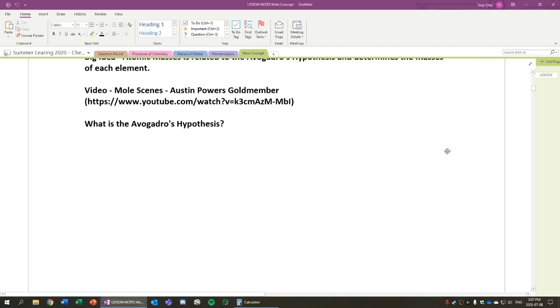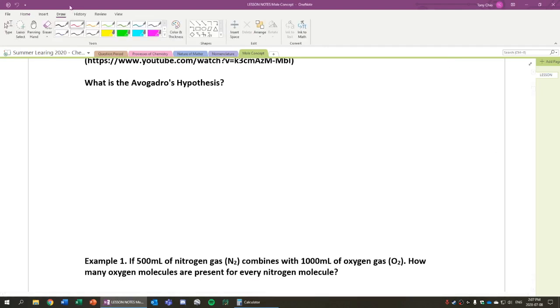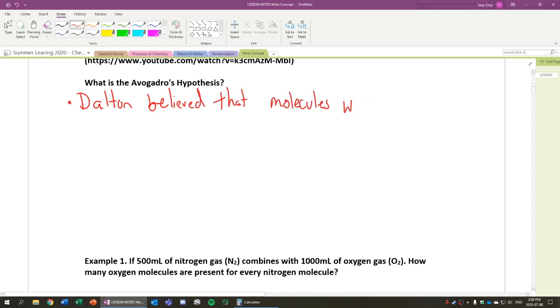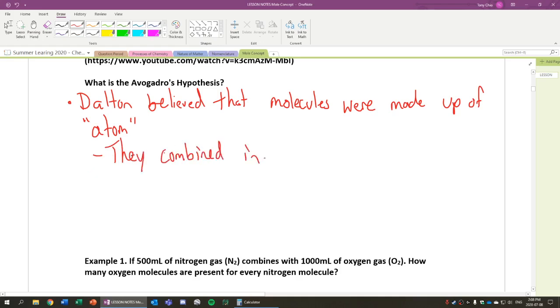So what is Avogadro's hypothesis? Well, it came from, so first of all, Avogadro himself was a scientist, but it came from Dalton, in which Dalton believed that molecules were made up of atoms. Okay, so not only did they believe that they were made up of atoms, they combined in specific ratios.